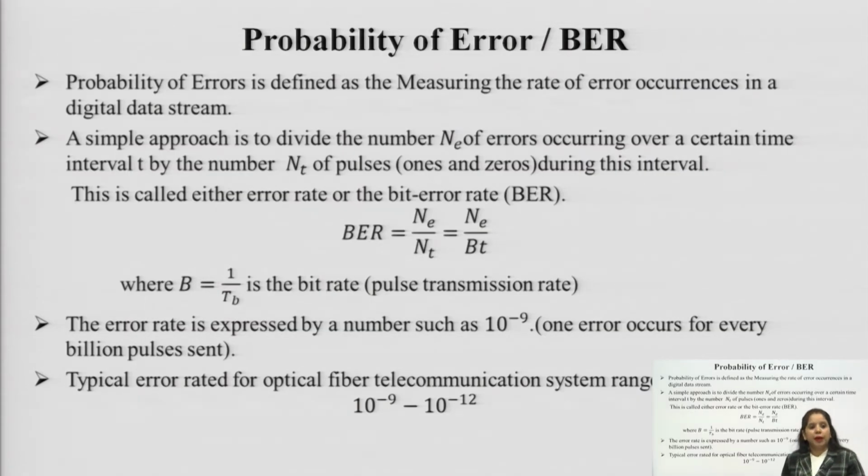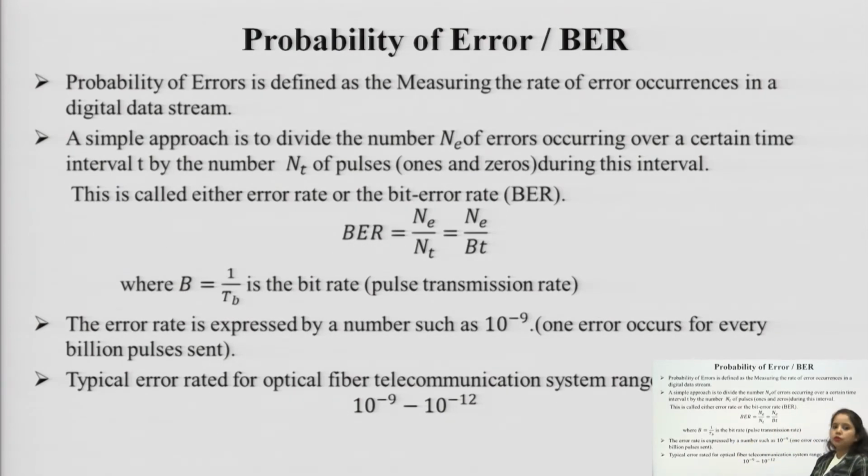So, what is the probability of error? Of course, in general terms also, probability means in what proportion something is occurring with respect to a total. It is the same thing. It is defined as the measure of the rate of error as compared to the digital signal that is transmitted. So, in simple layman's language, we can say that the amount of signal error upon the total signal which we are transmitting is called the probability of error.